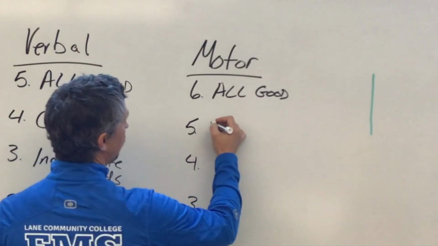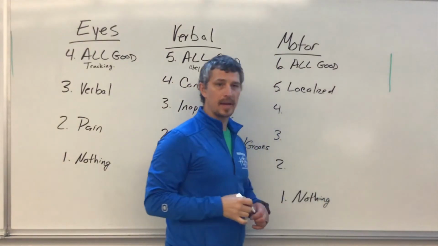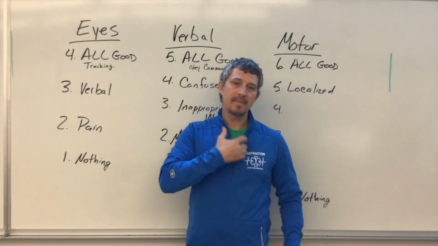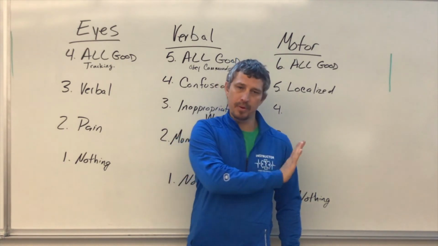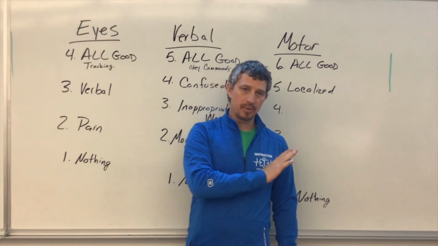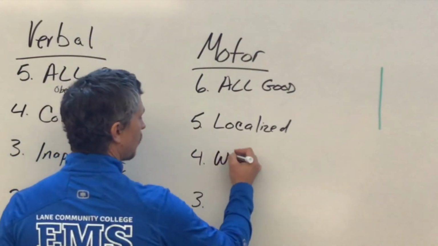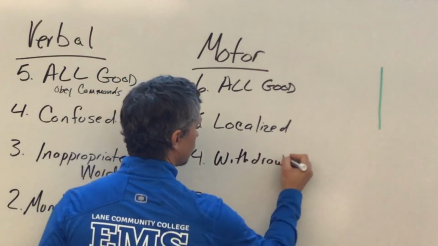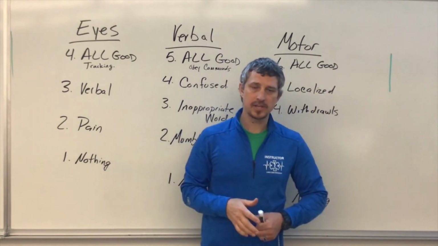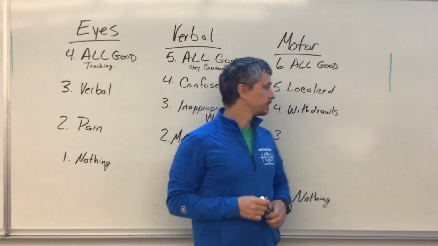So our 5 is our patient is going to localize any kind of pain. They can tell you where it hurts. If you provide pain to them in a spot, they're able to push your hand away. They can tell where that localized pain is and push it away. So localizes. Our next step down is going to be withdrawals. So this is where we give that pain stimulus to our patient and they move away from it. We give them that sternum rub, they pull away. Withdrawals.